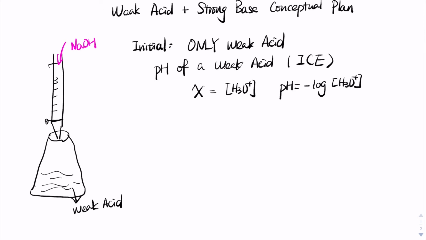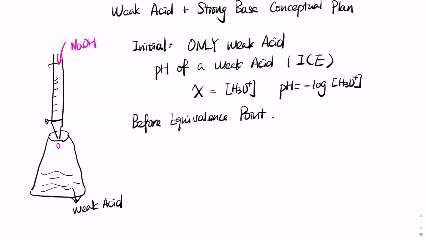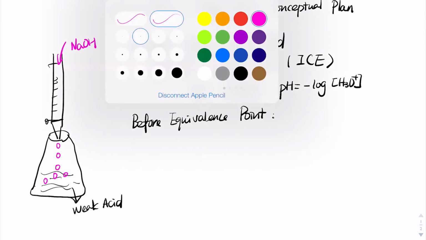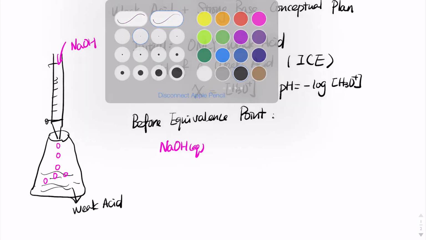And then as you start, that will be what we call before equivalence point. So before equivalence point, now I'm going to start to add this base. So I'm adding some, add some of this base, a small amount. Again, this sodium hydroxide. So we recognize we're going to have a reaction: the sodium hydroxide will react with our weak acid.